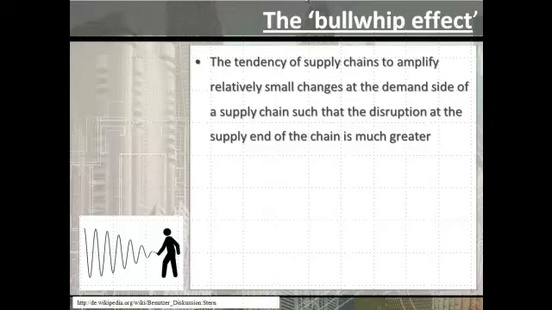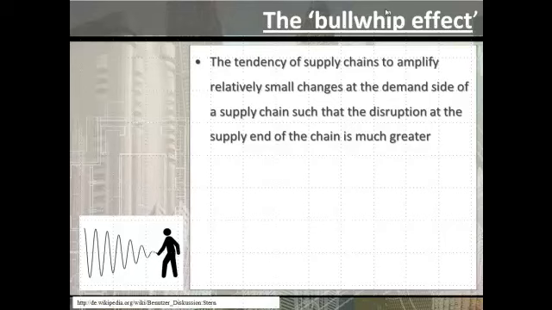It's important at this point to recall the bullwhip effect, which we looked at earlier on in the semester, which is the tendency of supply chains to amplify relatively small changes at the demand side of a supply chain, such that the disruption at the supply end of the chain is much greater. Simply means if there is, given that we've got a perfect supply chain or a very tight supply chain run on a just-in-time basis, if demand changes, i.e. we get more people consuming the product or less, then it actually reverberates back up the supply chain, and the further up it goes, the greater the effect.